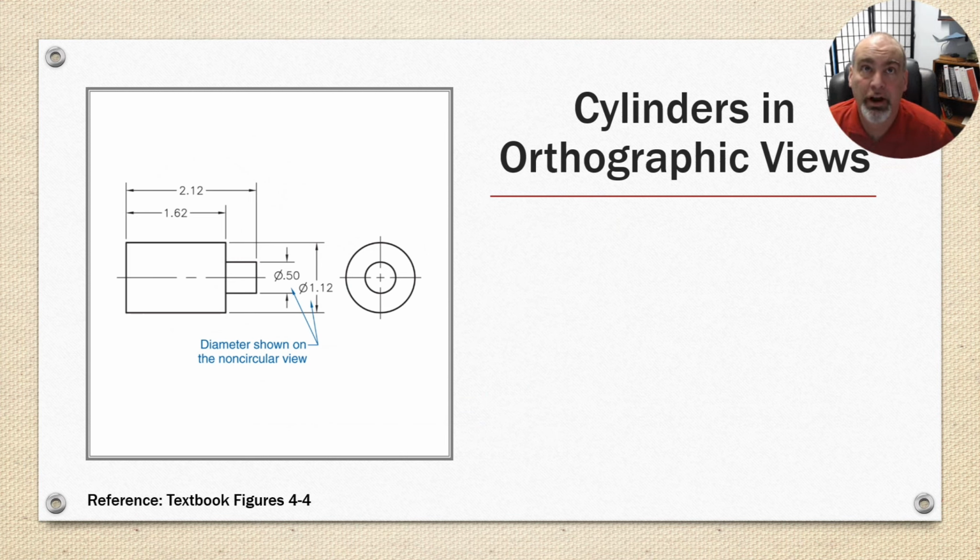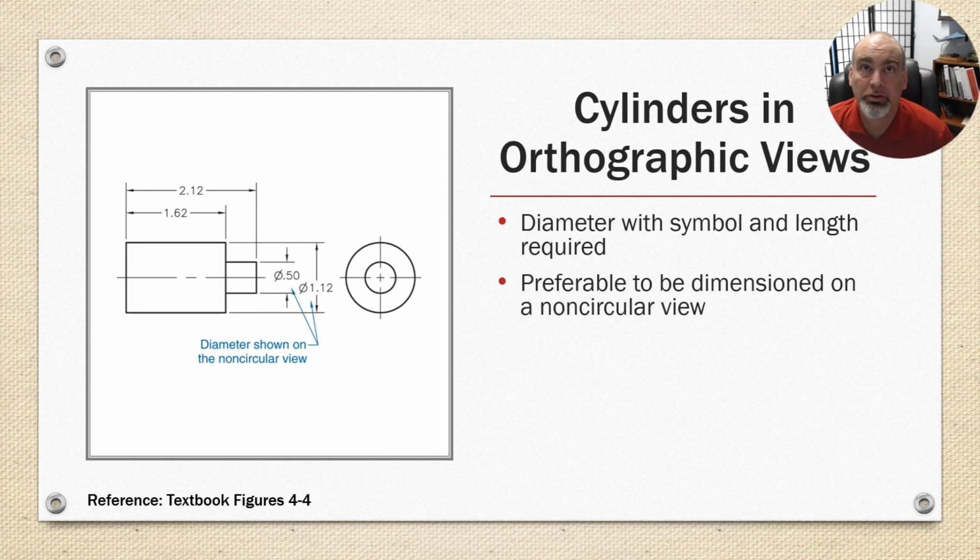Cylinders in orthographic views. The diameter symbol and length is required, and it is preferable to dimension on the non-circular view. That's something that trend-wise, style-wise has changed. I was always taught in the past to define cylindrical shapes in the view where it looks like a circle, but apparently it's preferred to do it as shown on the left here.